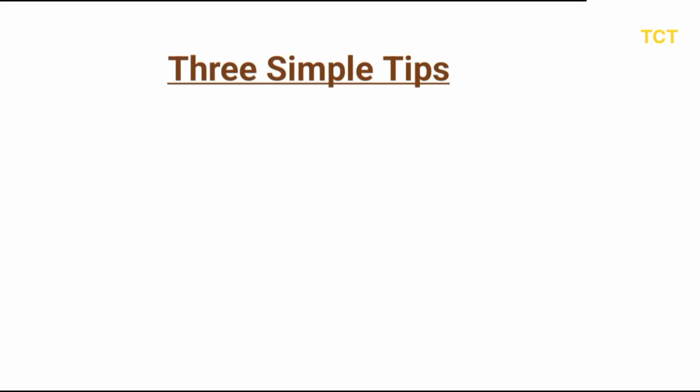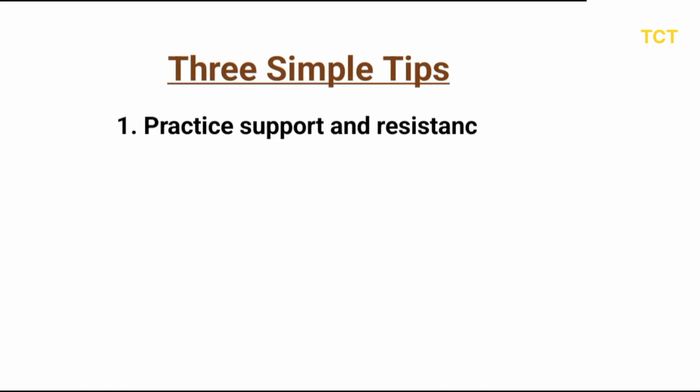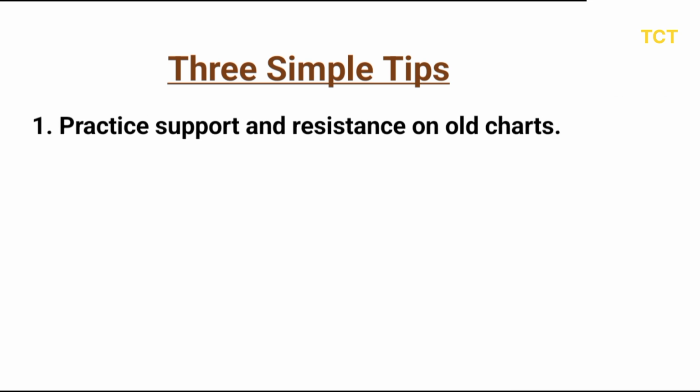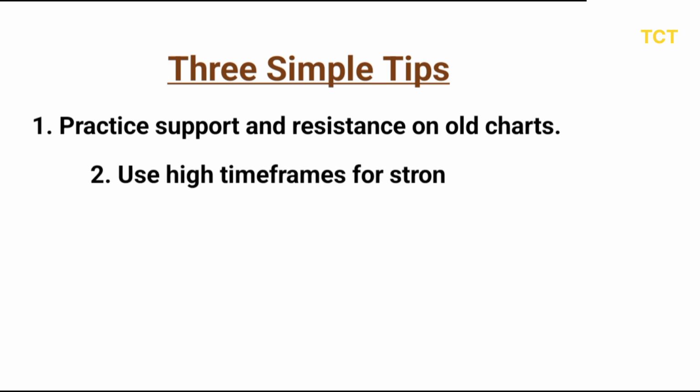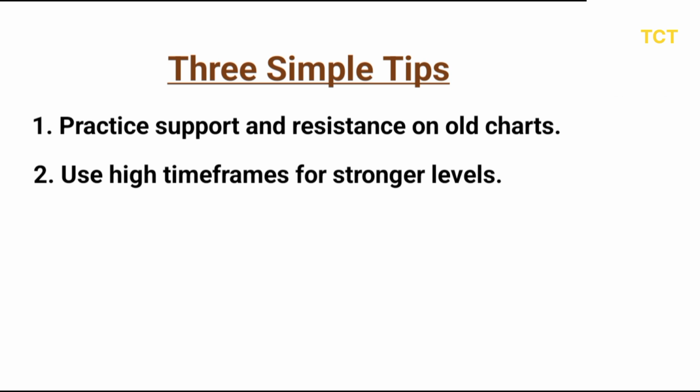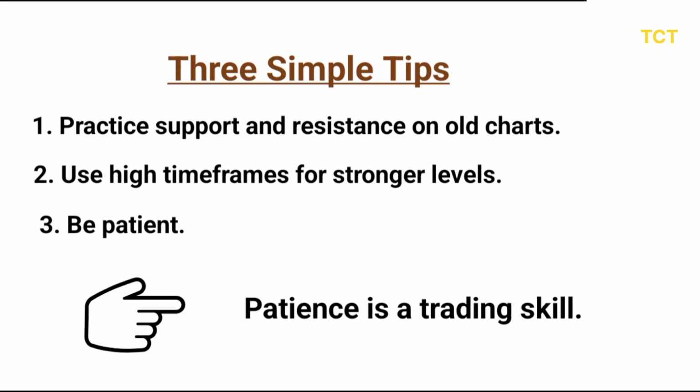Now here are 3 simple tips. First, practice drawing support and resistance on old charts. Hide the future candles and see if your levels make sense. Second, use higher time frames like the 1-hour or 4-hour chart to find stronger levels. Third, be patient. Good traders wait for the market to come to their levels instead of chasing the price. Remember, patience is a trading skill.